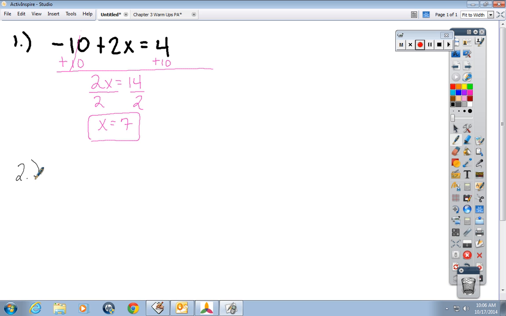...was negative 6x plus 9 equals negative 21. What would I do first? Subtract 9 from each side. So be careful here. What is negative 21 minus 9? Negative 30. So these cancel. I'm left with negative 6 times what equals negative 30.